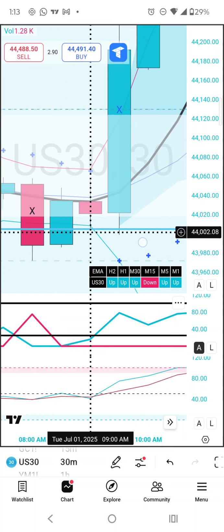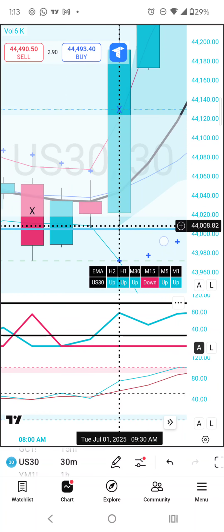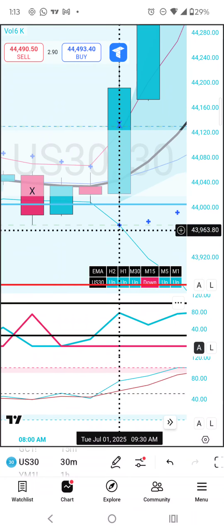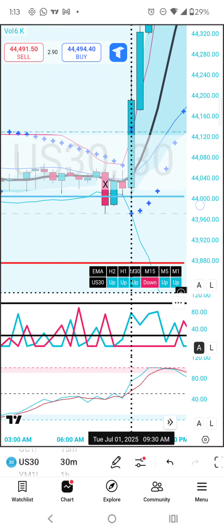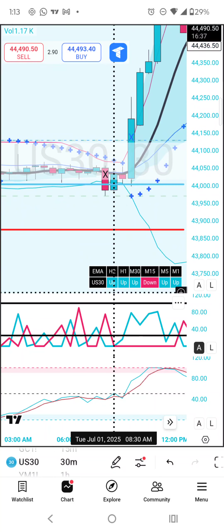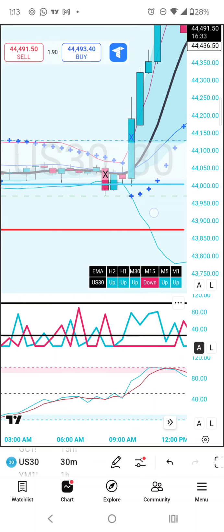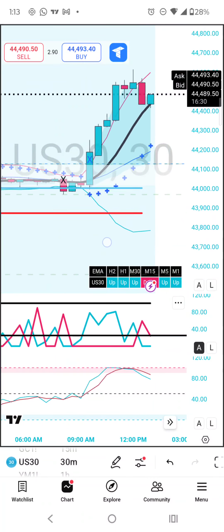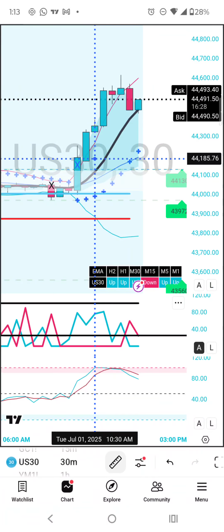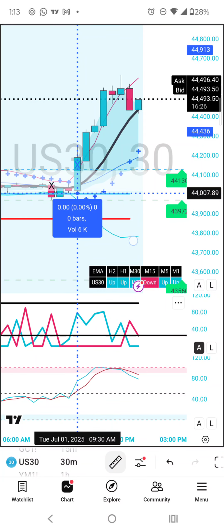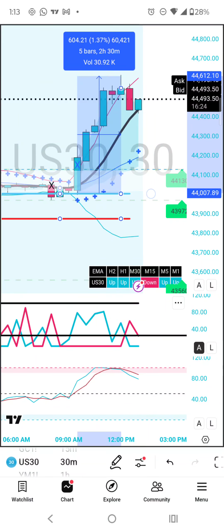Busted out, retested, came back, and jumped out of here at the very bottom. ADX let you know the candle before. And look at that trend starting. Beautiful. Look at that. Ooh, 604 pips. All right.